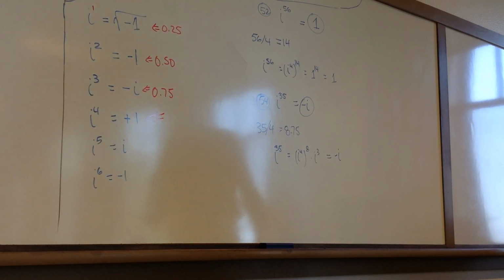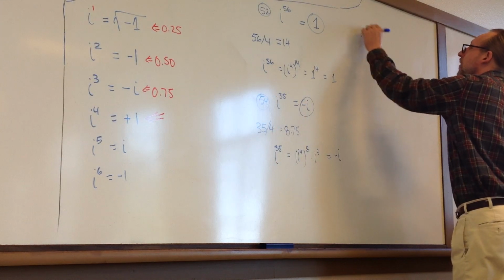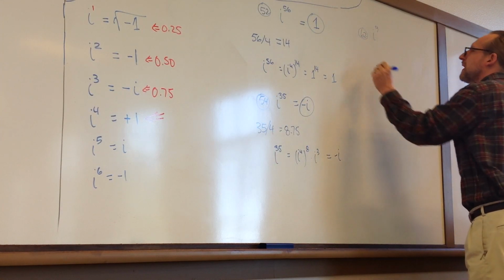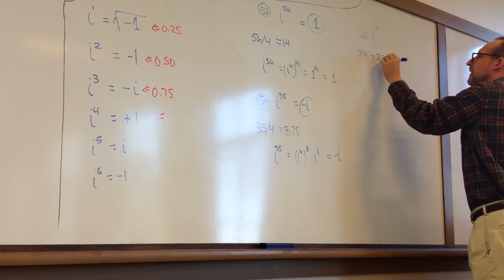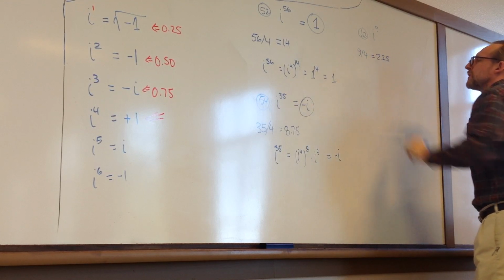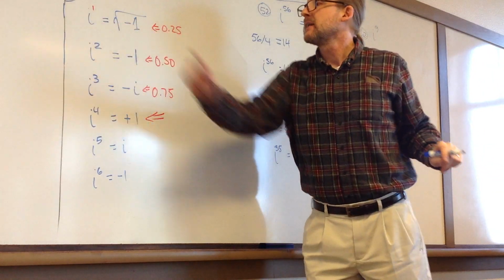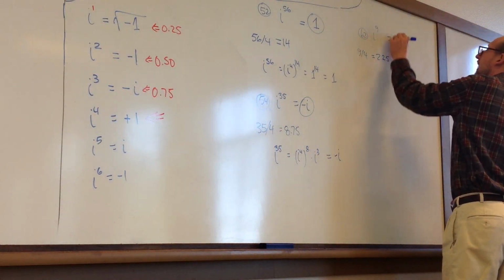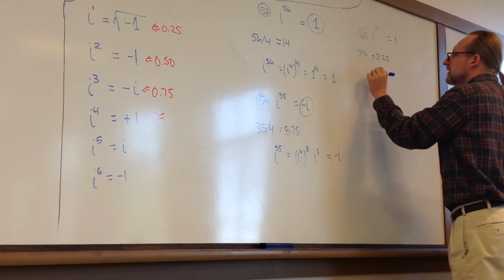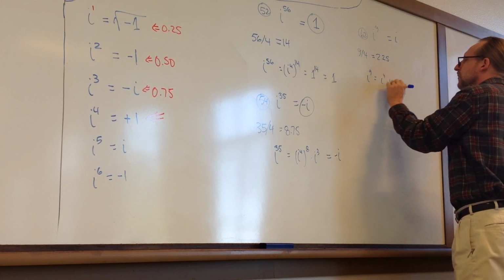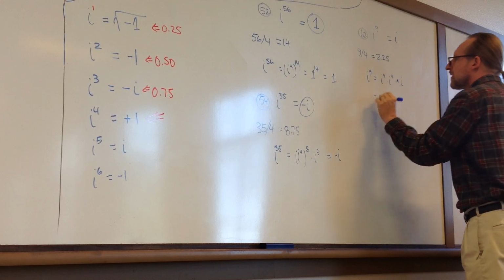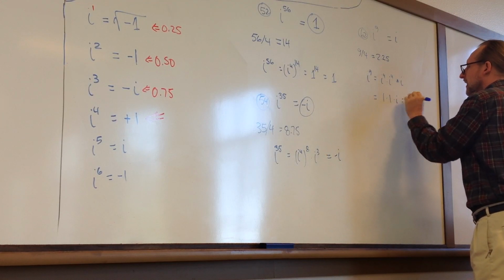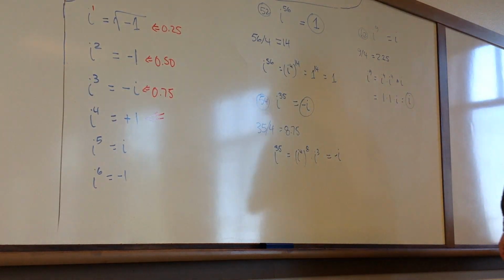Yeah, let's do problem 62. I to the 9th power. If you do 9 divided by 4, that'll go in twice with a 0.25 left over. That means this is just equivalent to I, because this is I to the fourth times I to the fourth times I. And that's 1 times I, so that's why it's equal to I.